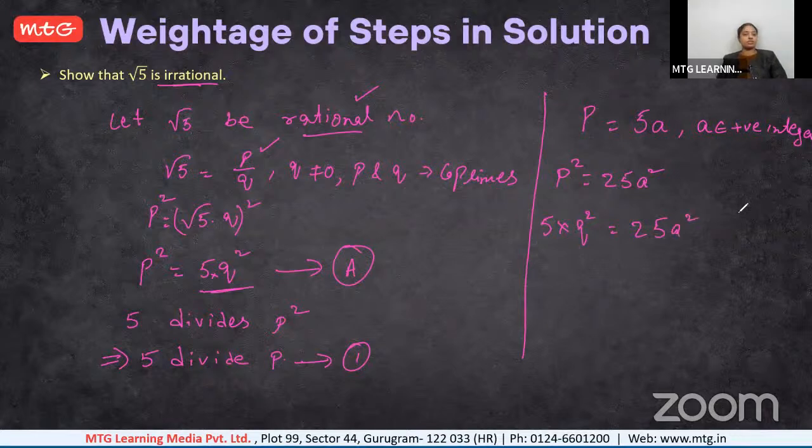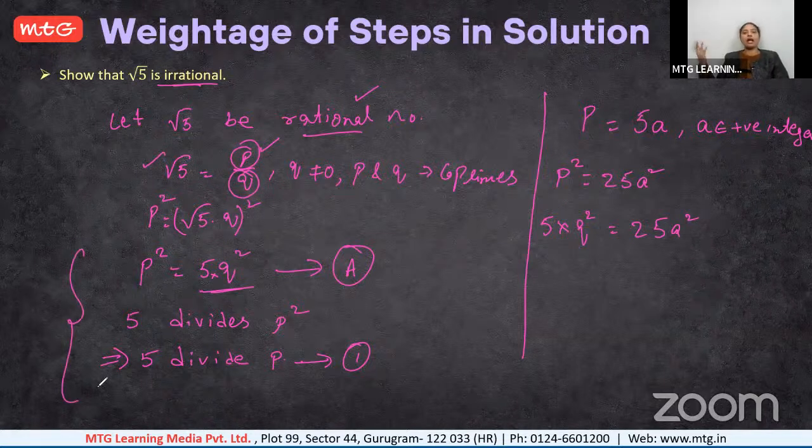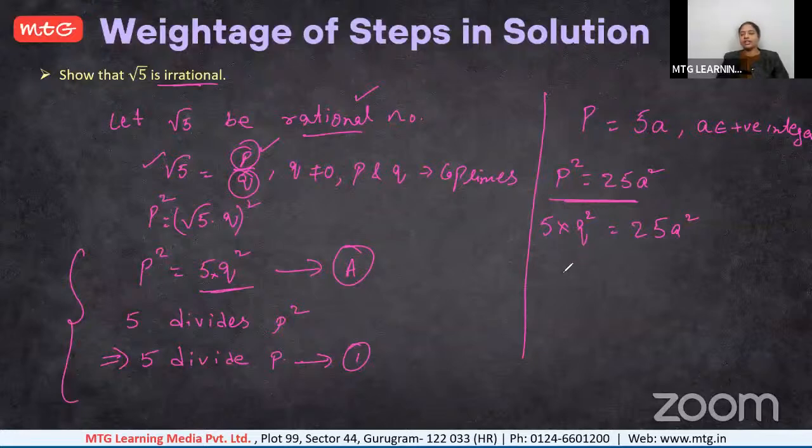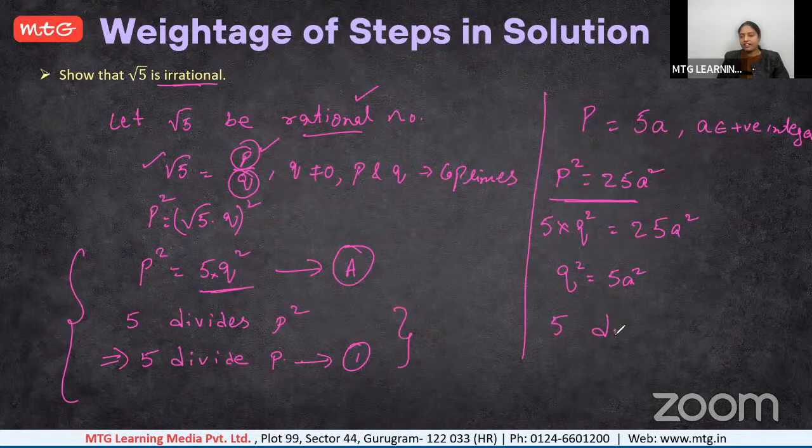You can ask me, why should I use this? You are supposed to use it because in your assumption, you have taken two positive integers, P and Q. You are doing everything on P. Won't Q cry? Q is saying, no one is using me. Q is crying, so I'm using Q also. How am I using it? By equating it here. So if I solve this, I'll get Q square is equal to 5A square. Now again, I came back to this type of statement. What is it? 5 divides Q square. Then automatically 5 divides Q.